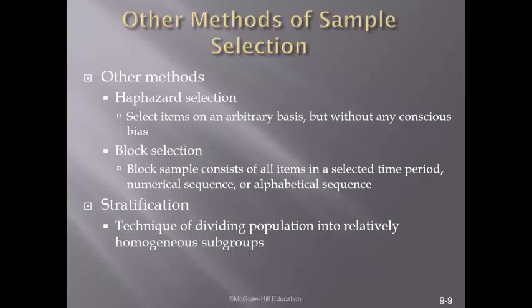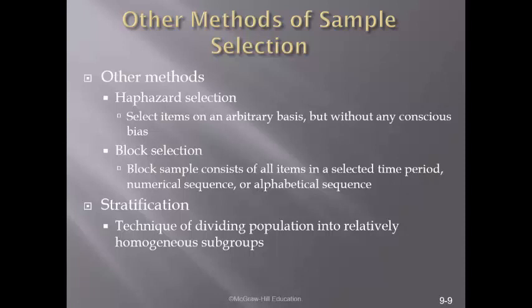Neither haphazard nor block sampling can be used with statistical sampling plans because they are not based on probabilistic methods. The last technique is stratification. This technique divides the population into relatively homogeneous subgroups called strata.